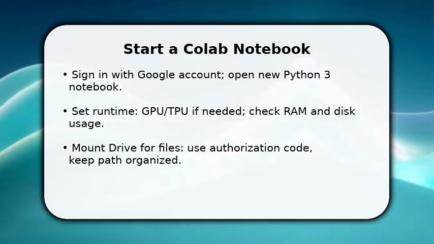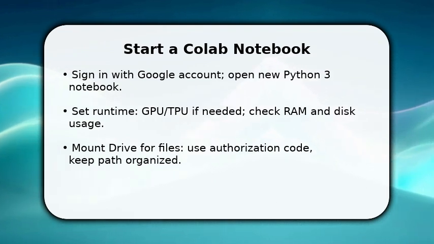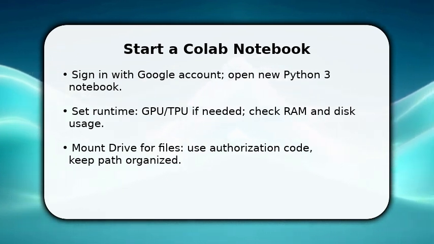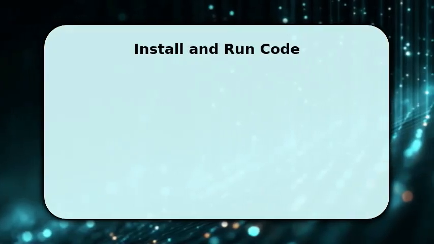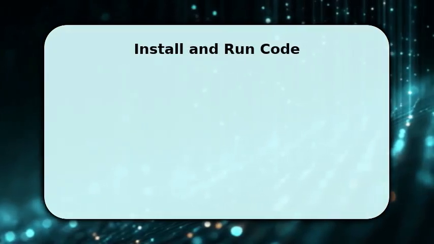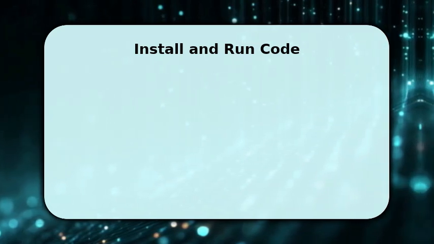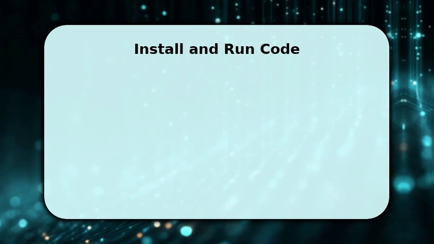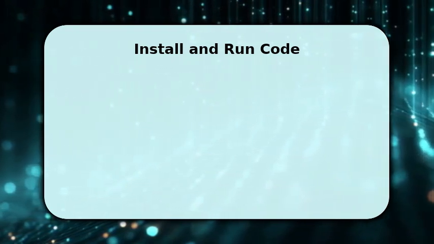Run the provided mount cell and follow the authorization flow. Make sure to create a project folder so your files stay organized and reproducible across sessions. You now install dependencies directly in the notebook using pip or apt commands and restart the runtime if packages modify core libs.